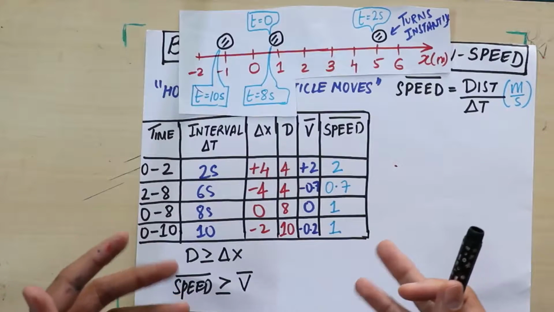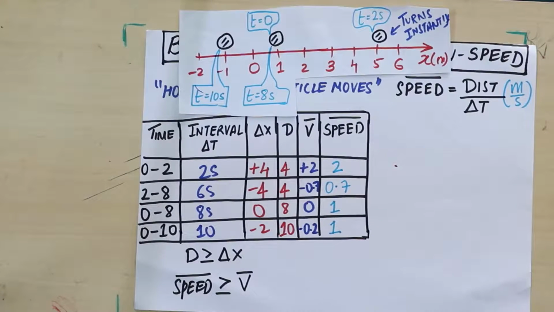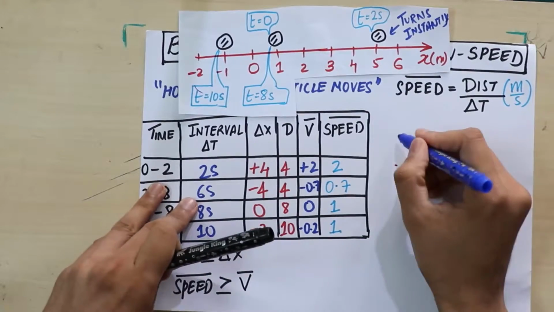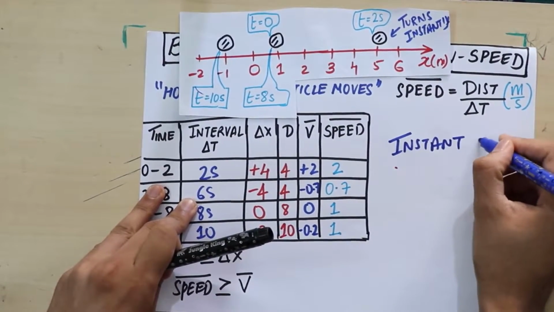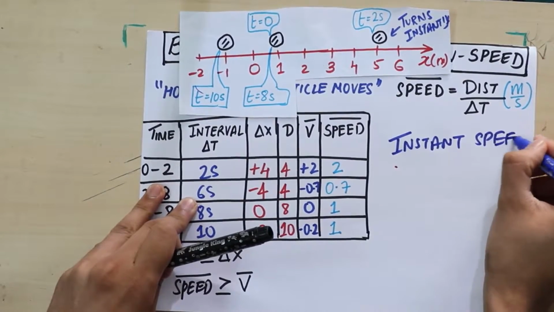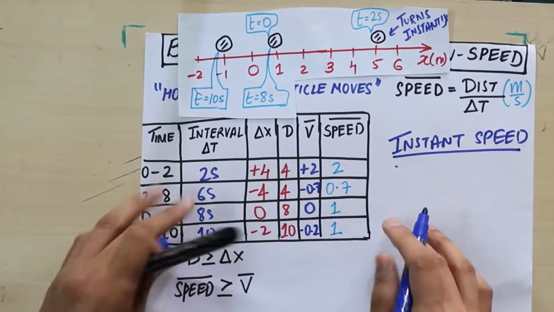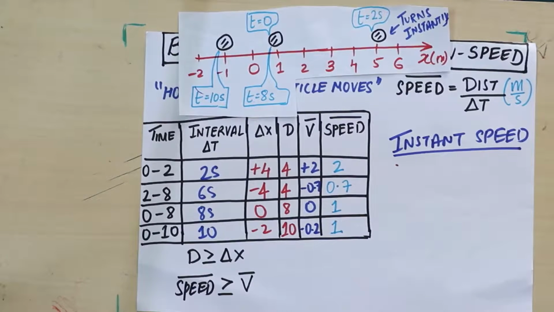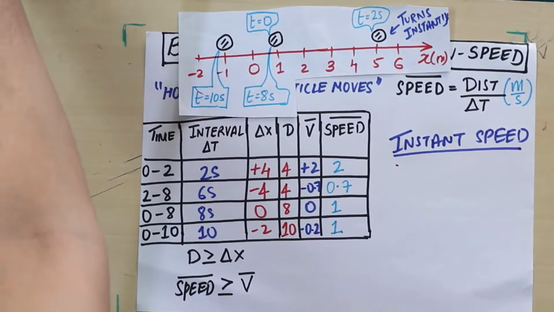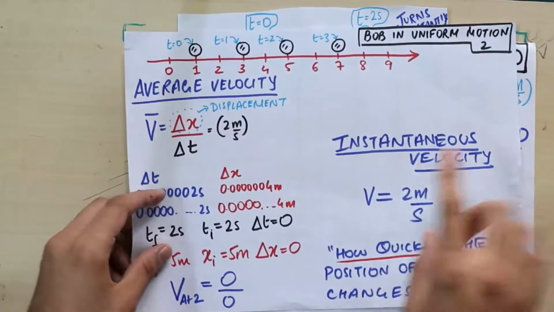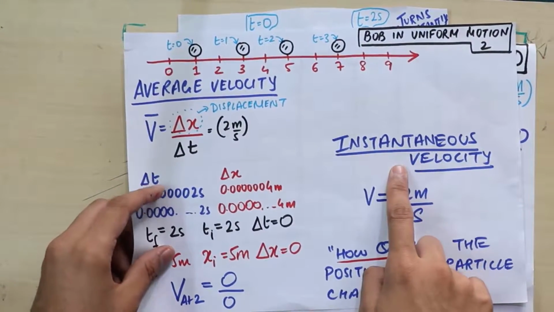So what next? Instantaneous speed. Let's talk about that a little bit. Instant speed. What would be instant speed? Well, we'll do the same exercise as what we did when we talked about instantaneous velocity.